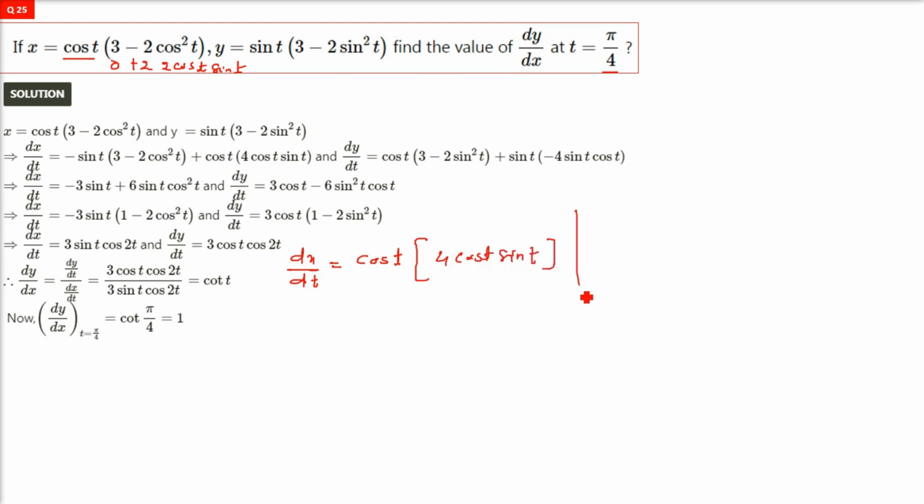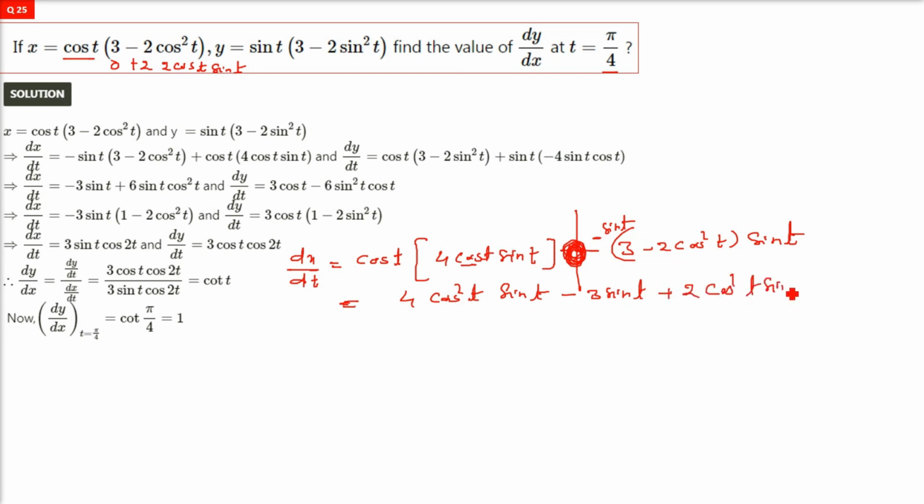Then we have, and there is plus in between. This is a very big plus, but just assume it to be a plus. 3 minus 2 cos square t. And then cos t will be minus sin t. So this big plus will now become a negative. So 3 minus 2 cos square t times sin t, and the derivative of cos t will be minus sin t. I'm multiplying this now. So 4 cos square t sin t. And then we have, just assume that sin t is in front. So minus 3 sin t here. And minus minus becomes plus 2 sin t cos square t. So 2 cos square t sin t plus 4 cos square t sin t will give you 6 cos square t sin t, minus 3 sin t. This is dx by dt. Then we have dy by dt. What will be dy by dt?